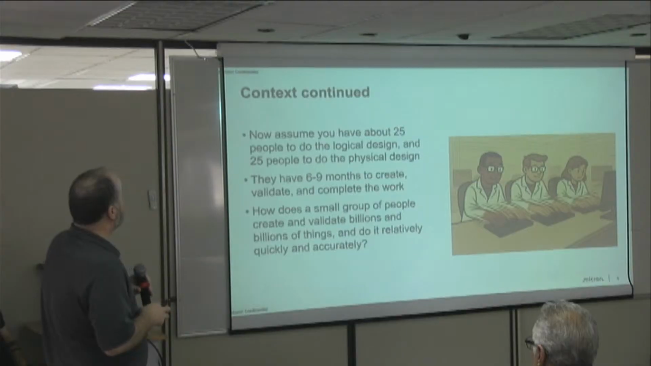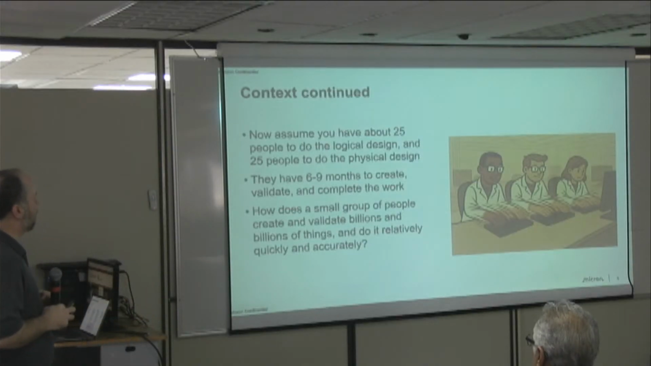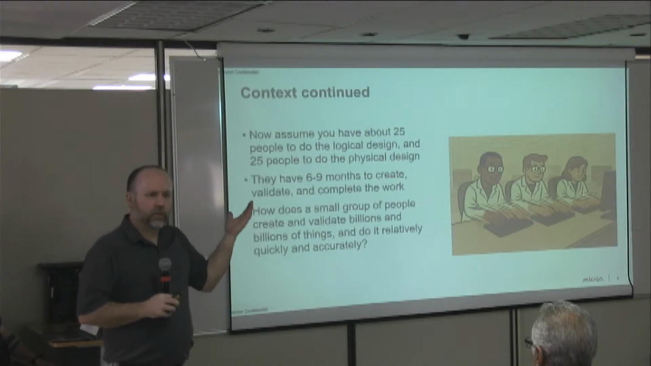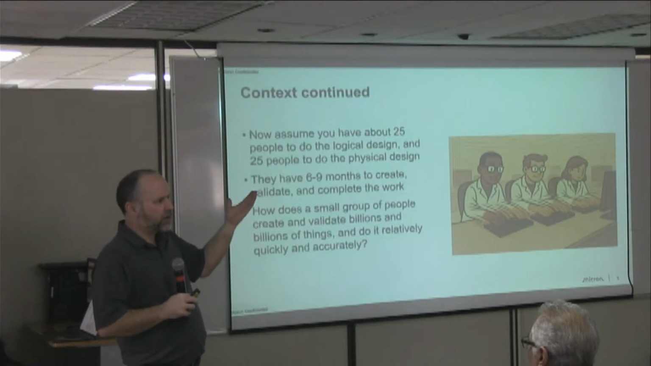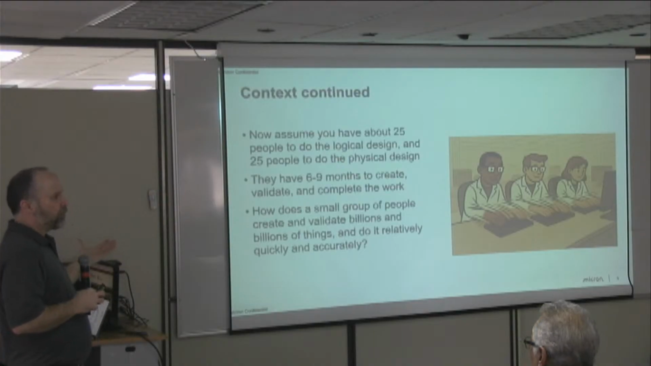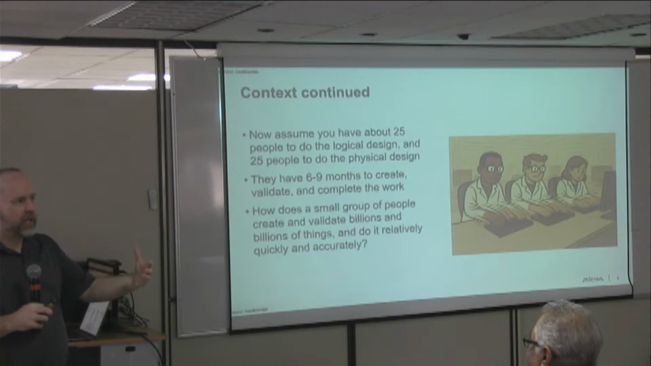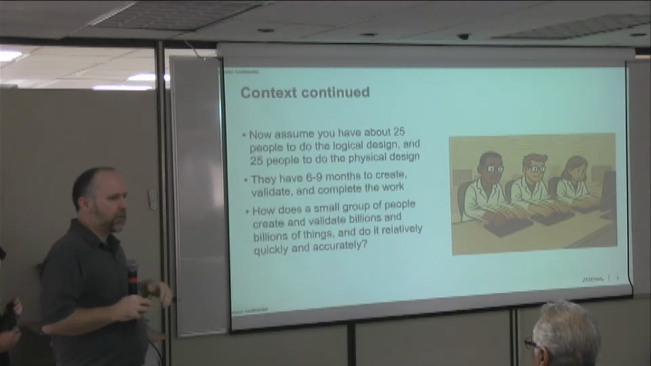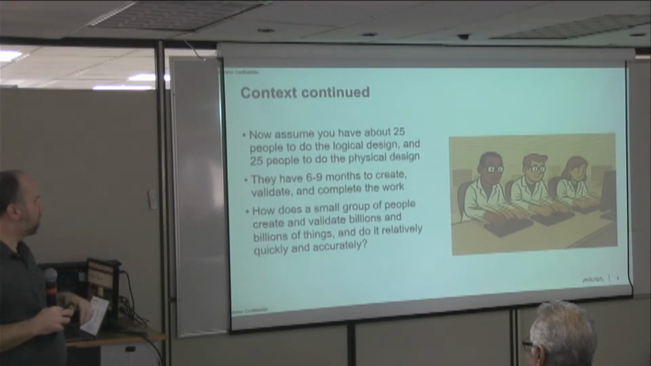So let's talk a little bit more in context. Let's assume you have about 25 people to do the logical design, right? Figure out the electronics, how we want to hook this up, and about 25 people that will do the physical design, like actually draw the shapes that we're going to put onto silicon. They have about 6 to 9 months, depending on schedule, to do all that work.